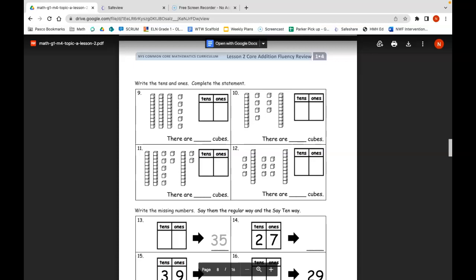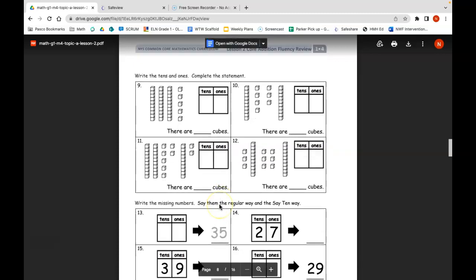Hi friends, this is your Lesson 2 exit ticket for today. So you will see that there are a lot of problems on this page for today.